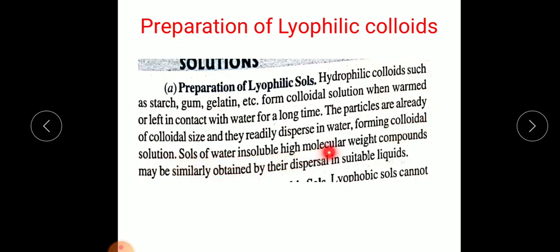Salts of water insoluble high molecular weight may be similarly obtained by the dispersion in suitable liquid. So it's very simple to prepare lyophilic sols. We just need to add the substance in the water or warm it.